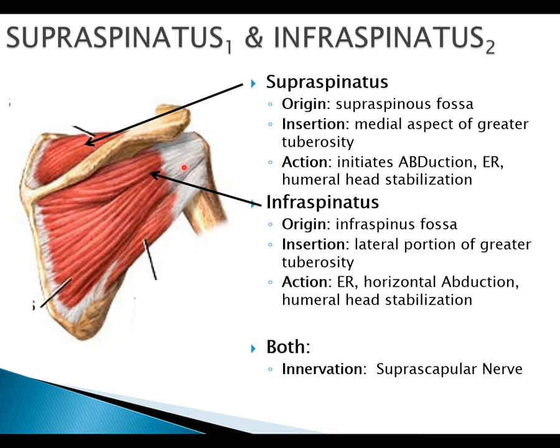Then we have our supra and infraspinatus. Like I mentioned, supraspinatus is your supraspinous fossa out to the greater tuberosity. Here's your infraspinatus, and your infraspinous fossa out to the greater tuberosity. Your supraspinatus will help with abduction of the shoulder, bringing your shoulder out, because of the location. When it pulls, it will pull into abduction. Your infraspinatus will help with shoulder external rotation, and some horizontal abduction, so pulling your arm out and around. But again, more importantly, their jobs are to stabilize the humeral head. Both of these are innervated by the suprascapular nerve.